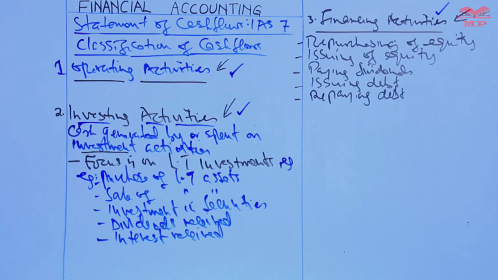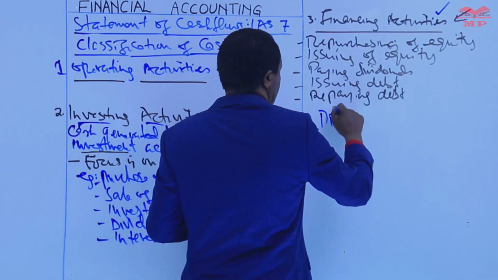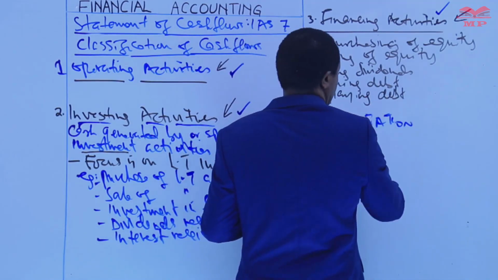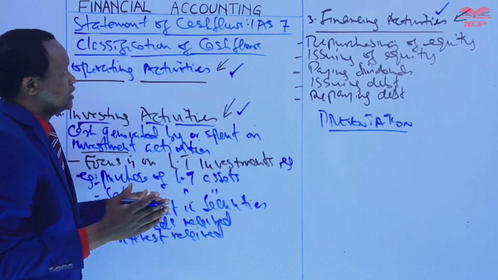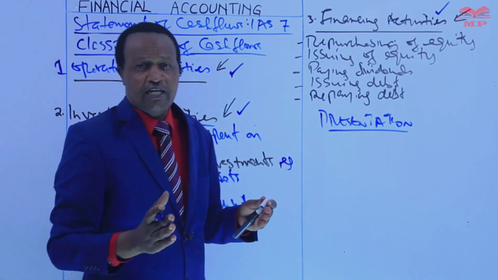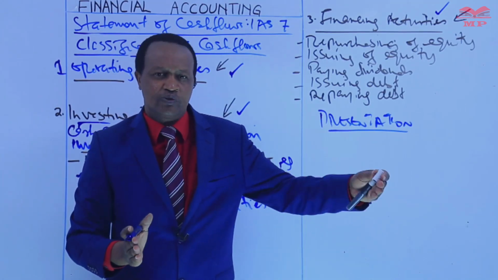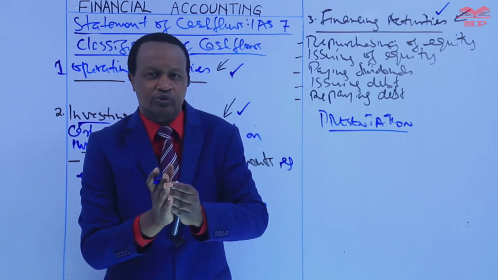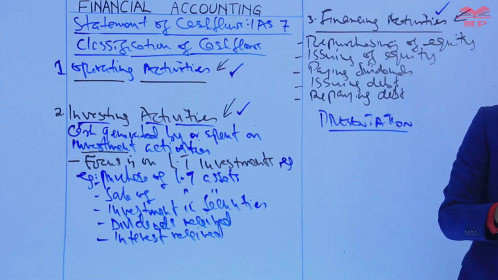Presentation. Let's say something about presentation. Now, the International Accounting Standard number 7 allows two methods for presenting cash flows. Understand? There are two methods for presenting cash flows from operating activities.